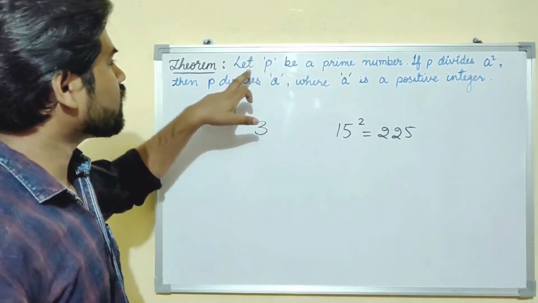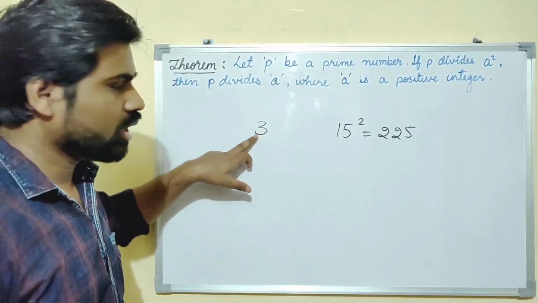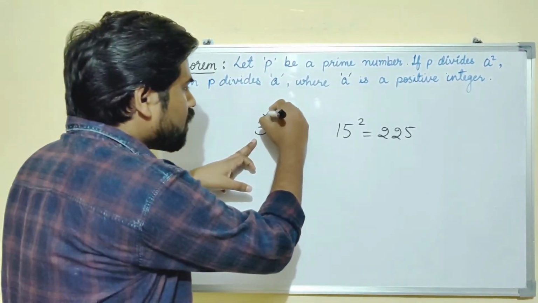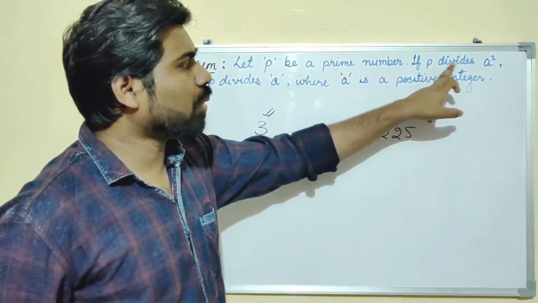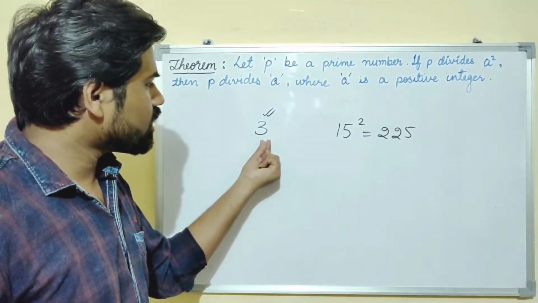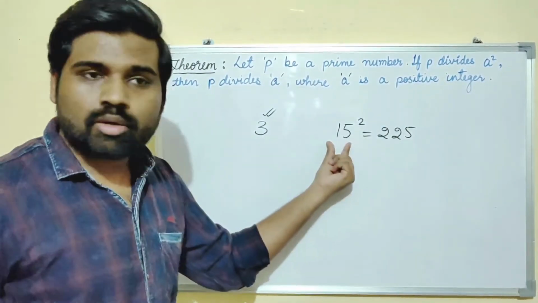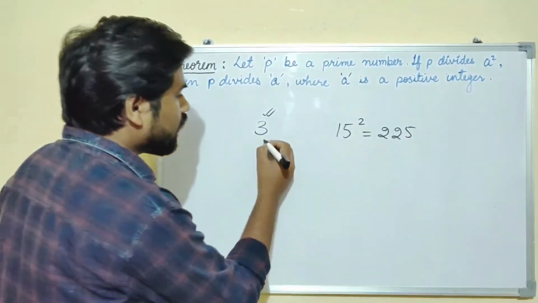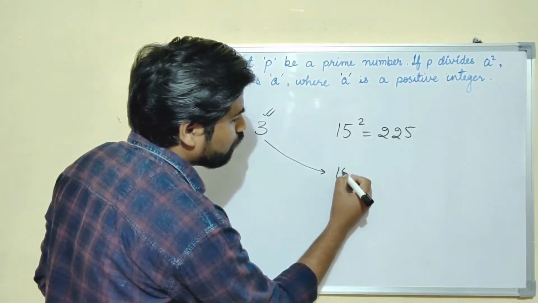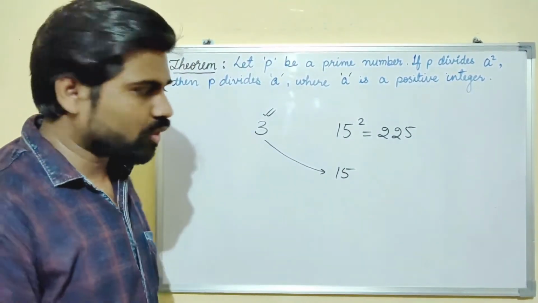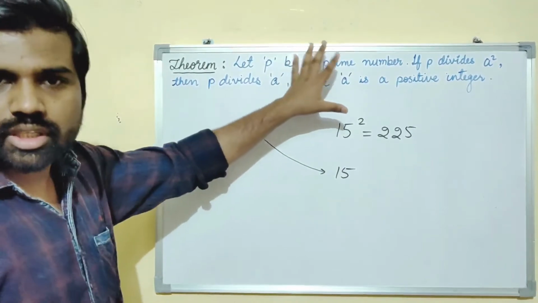Now here it is saying that P is a prime number, so we took 3 as our prime number. And if P divides A square, here you can see that 3 is dividing 15 square, then 3 will also divide 15. This is written in this theorem.